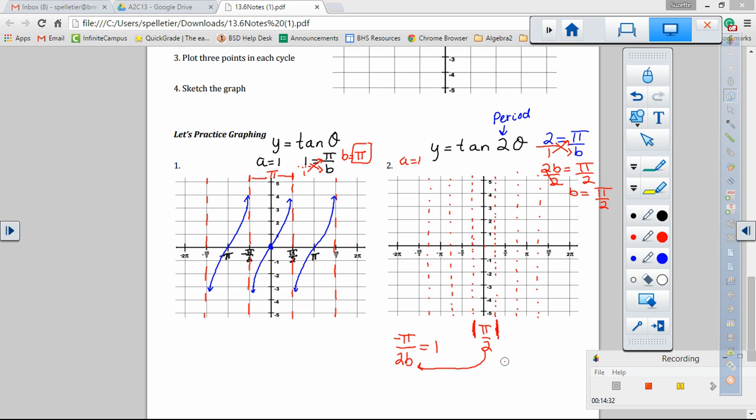So I get negative pi over 2 times pi over 2. So I get negative pi over pi, or negative 1. So that means that the distance up and down is going to be plus 1 and negative 1. These are your y values. So plus 1 and negative 1. So that means I'm going to start here, and I have to go positive 1 and negative 1.